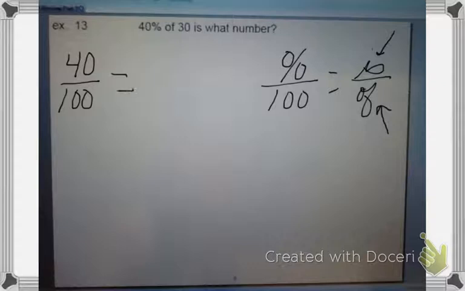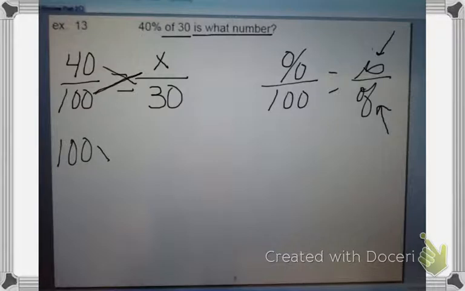Is equal to is what number? We don't know what the is, so we are going to replace that with an x. Of 30. 30 goes with of, so we put the 30 in the bottom. This is a proportion that we are going to solve. To solve a proportion, you cross multiply. It doesn't matter which way you go, left to right or right to left. I always like my variable on the left, so I'm going to multiply 100 times x, and I get 100x is equal to 40 times 30.